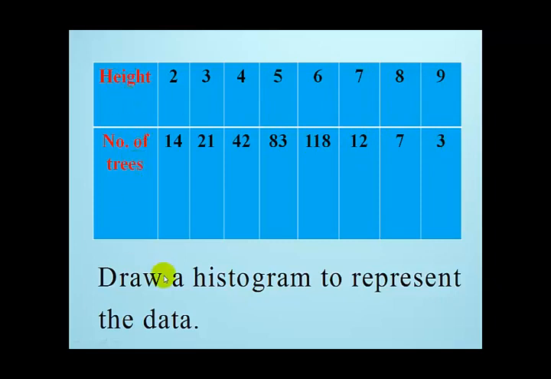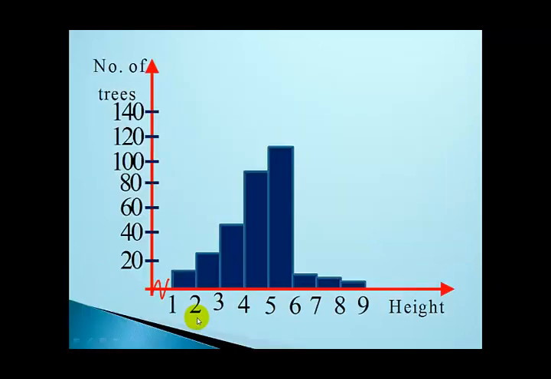Now draw a histogram to represent the data. And this is our histogram. We have the height on the x-axis, and the number of trees, that's the frequency, on the y-axis. We start from 1. Take note that this is the origin. Now, starting from 1, let's go to the table and look at something.